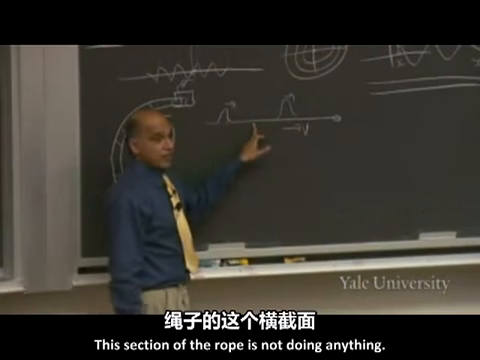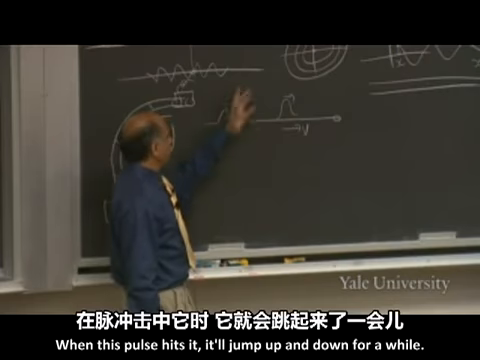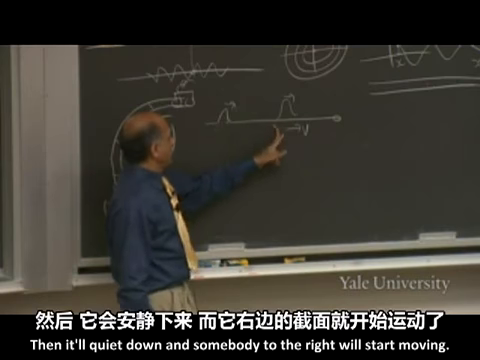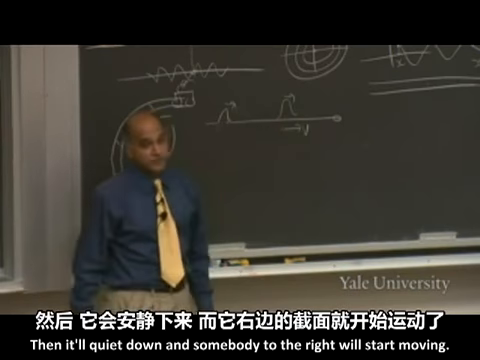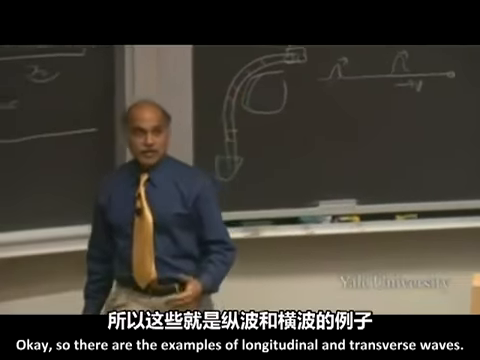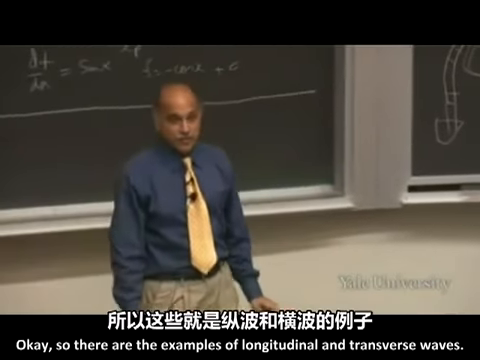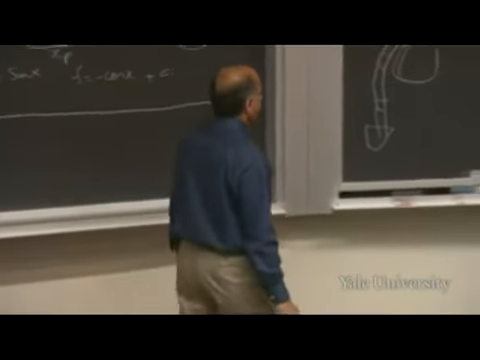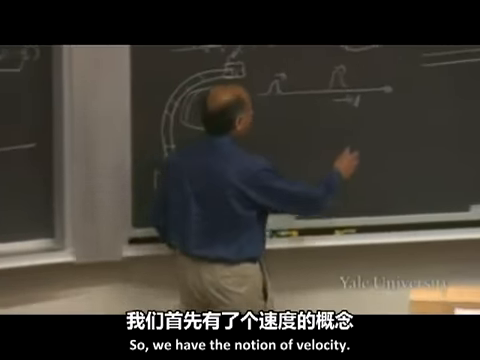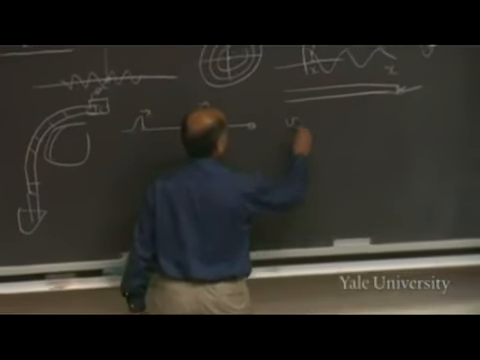This section of the rope is not doing anything. When this pulse hits it, it'll jump up and down for a while, then it'll quiet down, and somebody to the right will start moving. Okay, so those are the examples of longitudinal and transverse waves. So we have the notion of velocity.